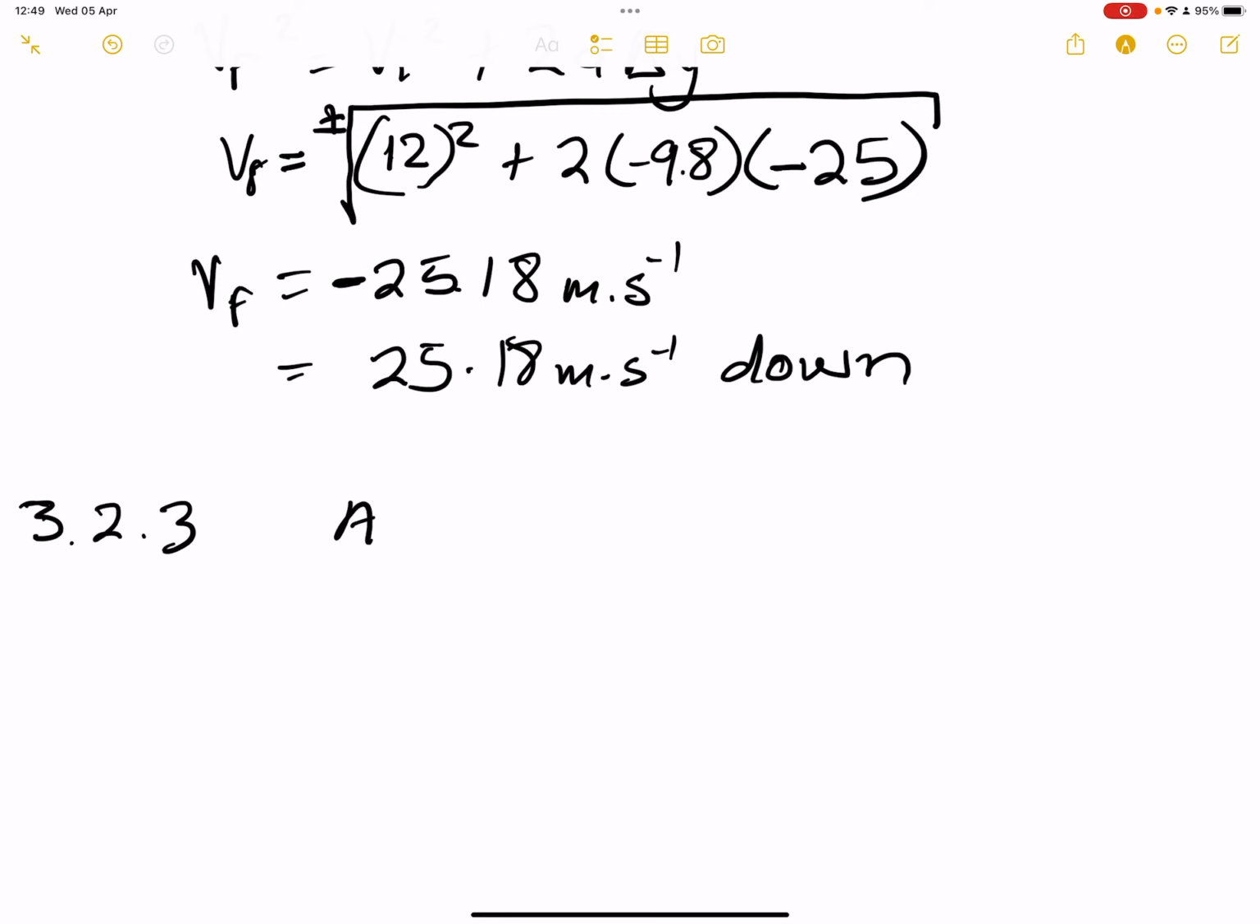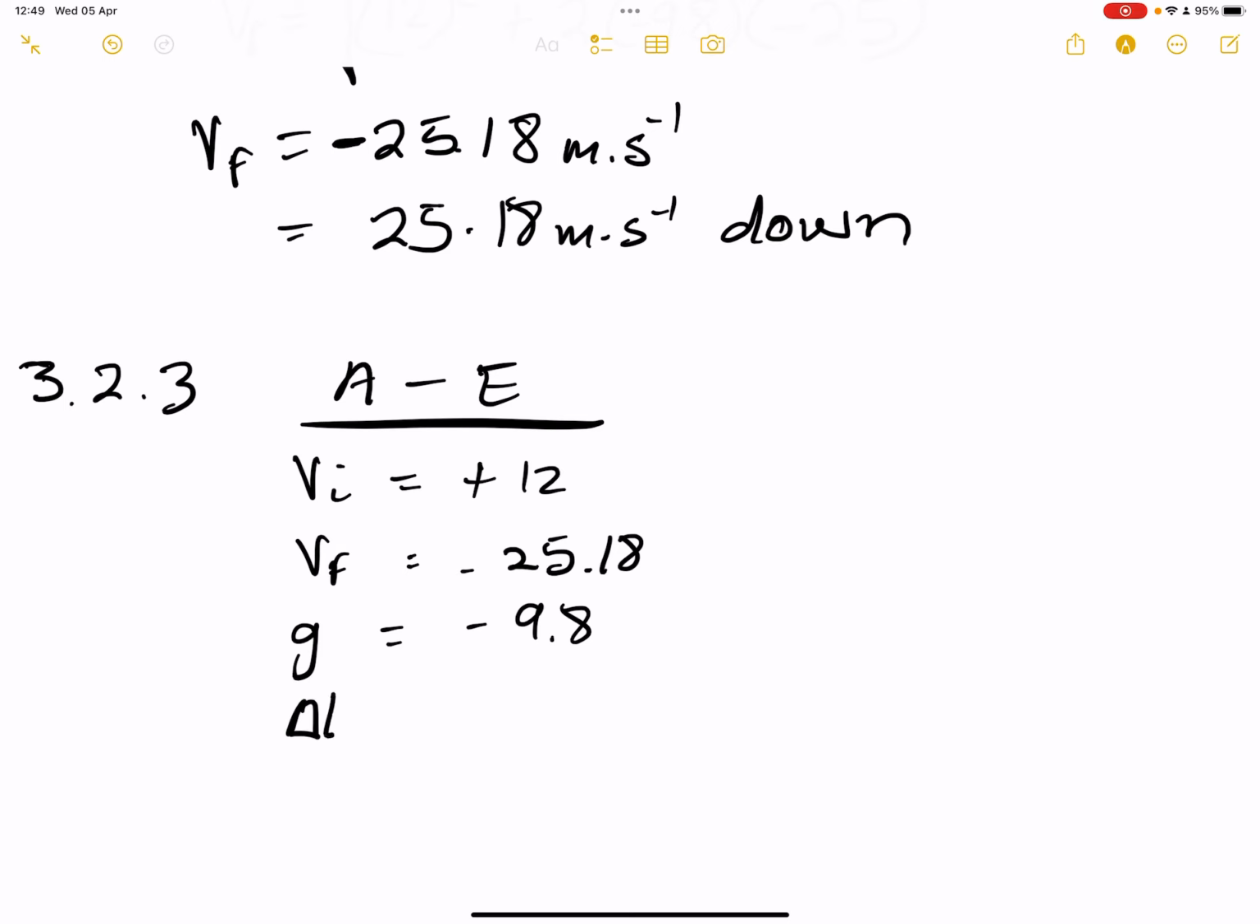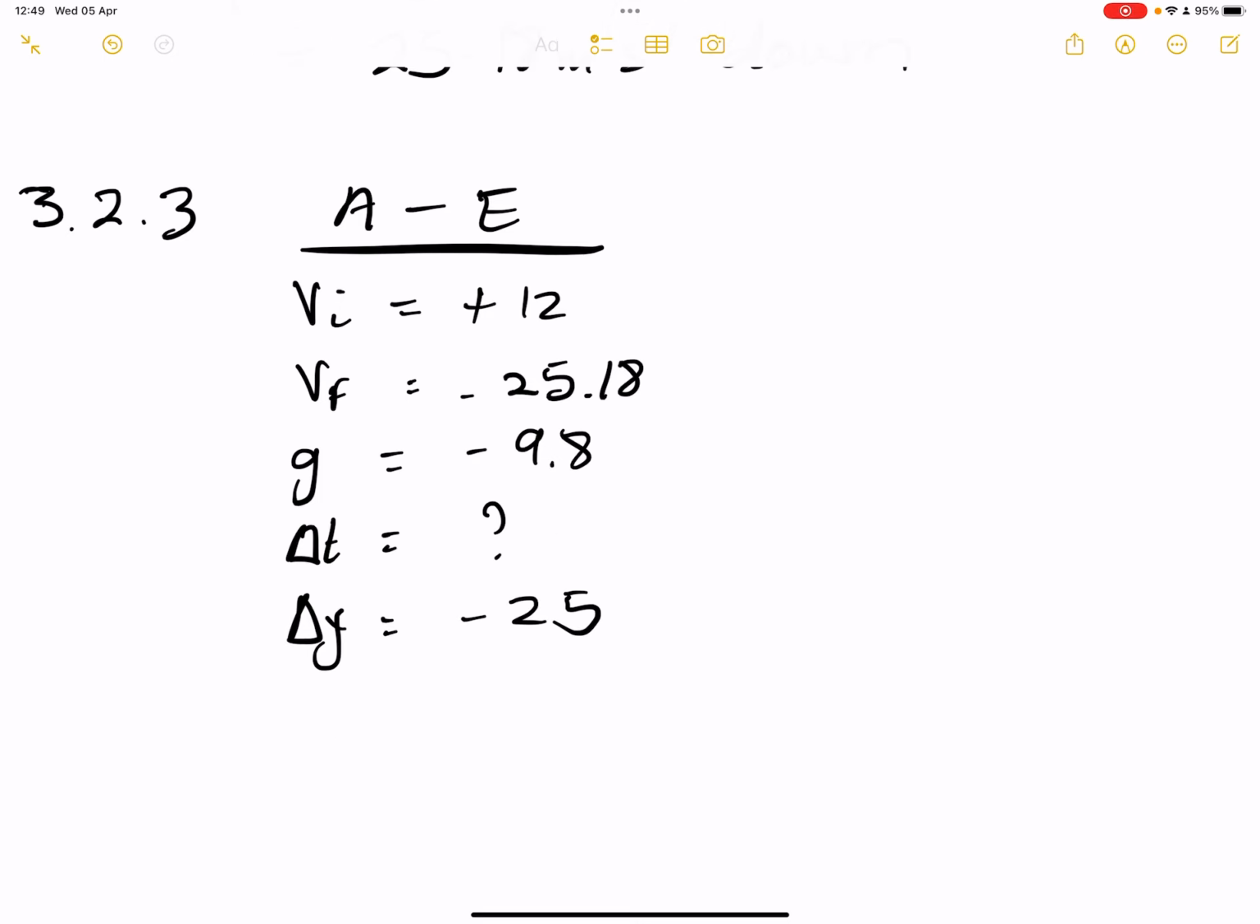So remember, that's 3.2.3. If I take the time from A till E, we know what the initial velocity is. That's positive 12. The final velocity, we got it there. That's negative 25.18. We know gravitational acceleration is negative 9.8, okay? And we want the time from A till E. Remember, we also have the displacement, which is negative 25. So what we can do is calculate the time that it takes from A till E.